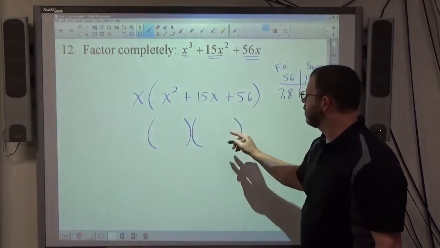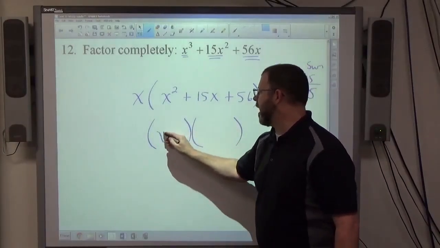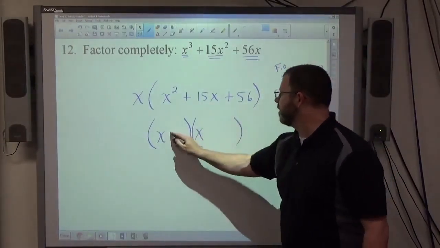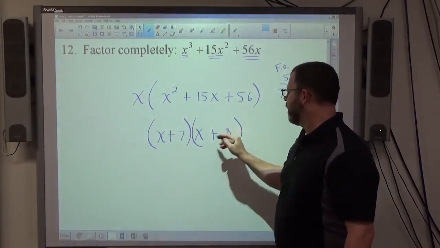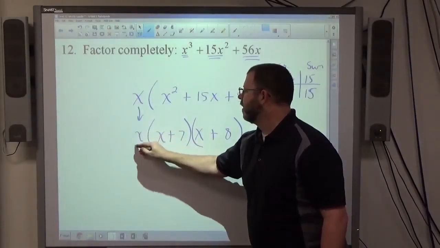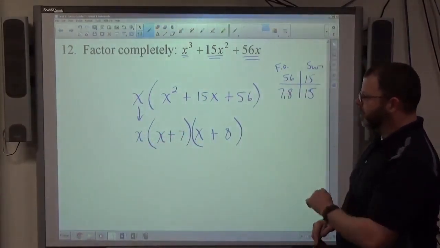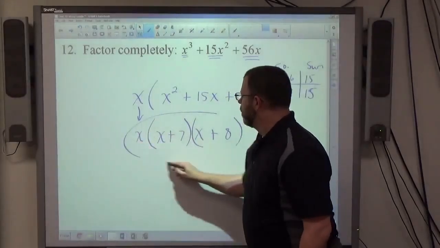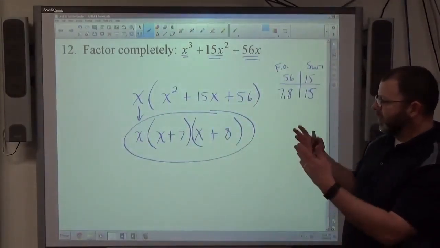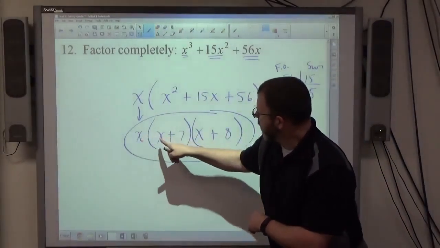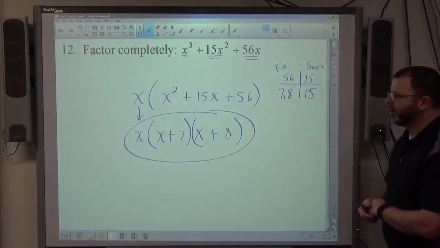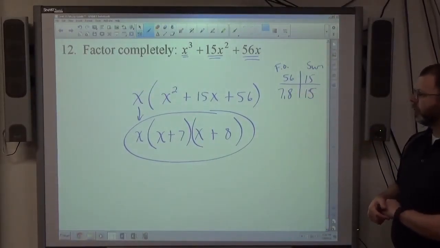Parentheses, parentheses. Letter in this is x, so I put x, x. I put plus 7, plus 8, and then the common factor that's part of the factored form up there brings down to the final answer. So looking for that, factoring completely, all the pieces, the greatest common factor times the binomial product that is created by the chart that we use.